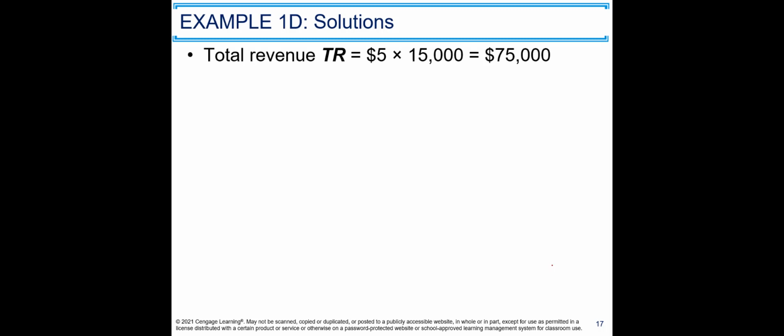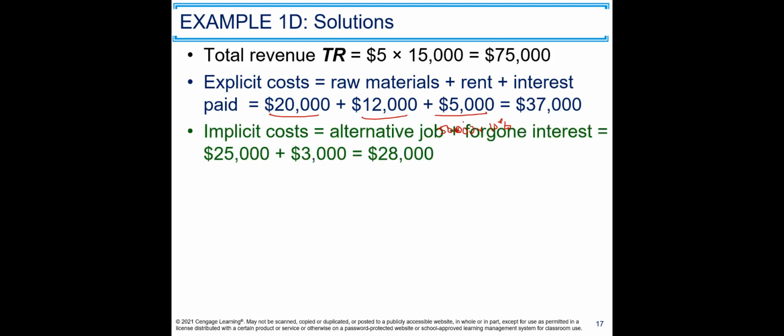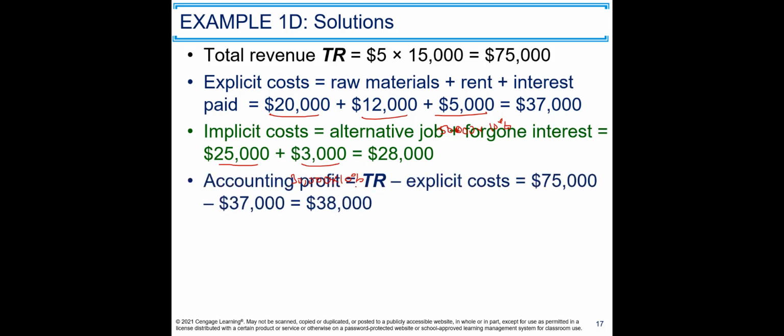Let's start with revenue first. Revenue is $5 times 15,000 pints of gelato, which is 75,000. Explicit costs are raw materials, rent, and interest paid. In that case, raw materials are 20,000, 12,000 is the rent, and then 5,000 comes from 50,000 borrowed times the 10% interest rate. Therefore, total explicit cost is 37K. Implicit cost is the alternative job plus foregone interest. In that case, the alternative job pays you 25,000 and 3,000 is the interest on the saving account, remember, and that's 28,000.